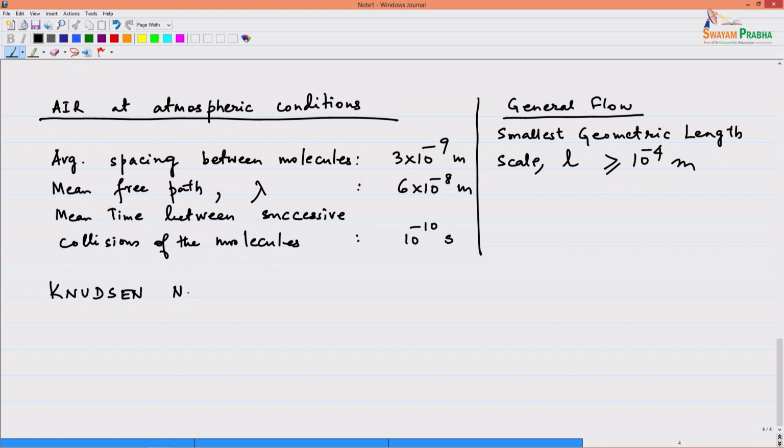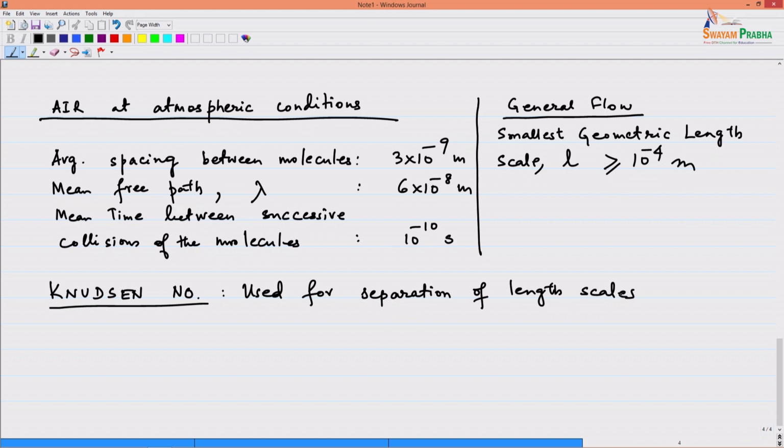The Knudsen number, okay, used for separation of length scales. Okay. And what is that? So, this is nothing but, makes sense, I think, right.